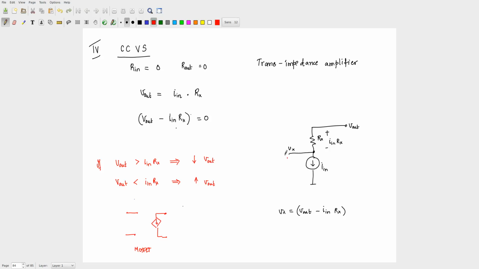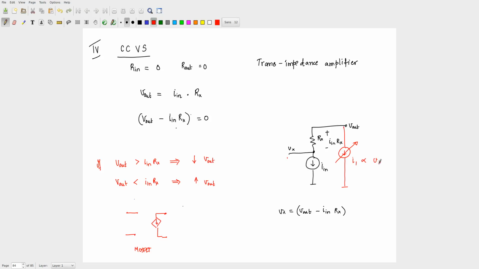Let me say that I connect another current source over here, which is a controllable current source. Let me say this is I1, and let me say that this I1 is proportional to Vx. What will happen now? See if this feedback works. If V out is greater than I in Rx, what will happen to V out? What do you want to do? You want to decrease V out.